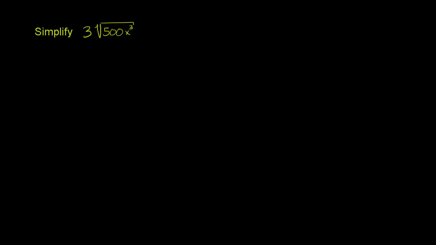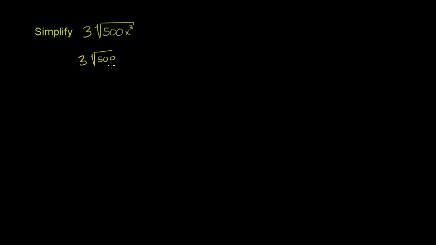What I want to do in this video is re-simplify this expression, 3 times the principal root of 500 times x to the third, and take into consideration some of the comments that we got out on YouTube that actually give some interesting perspective on how you can simplify this. So just as a quick review of what we did in the last video, this is the same thing as 3 times the principal root of 500.